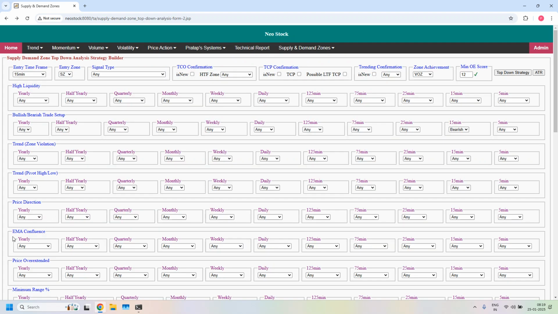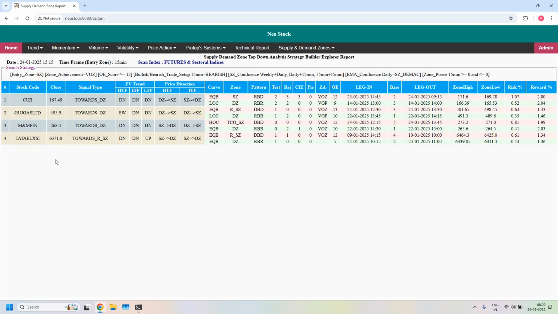Let us verify. In the EMA confluence, daily time frame, daily supply zone having daily EMA confluence. With this filter, we got 4 stocks. Ignore the second one because the trend is sideways. Remaining 3 stocks, trend is downtrend. And also the zone is having daily EMA confluence. So first one, third one and fourth one are even more high probability trade setup supported stocks. So this is about bearish trade setup for daily income trade.